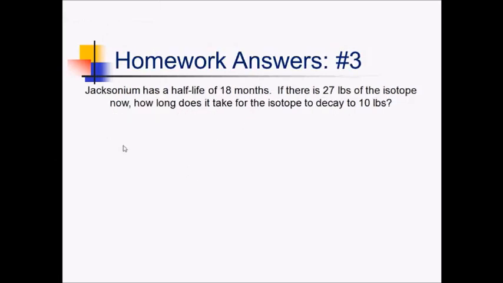For this problem, we have this made-up element jacksonium with a half-life of 18 months. If there's 27 now, how long will it take the isotope to decay to 10 pounds? Since we're talking half-life, let's use the half-life formula of f of t equals ab to the t over k. F of t itself, that's our target amount of 10 pounds. That's what we're figuring out how long it'll take to decay to.